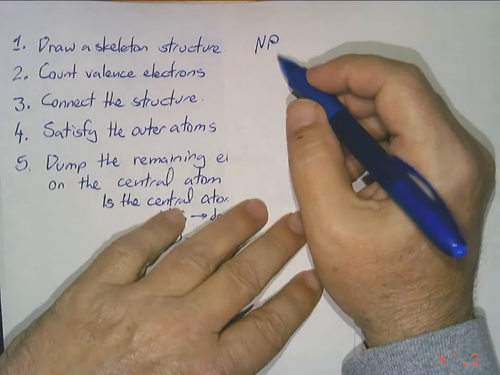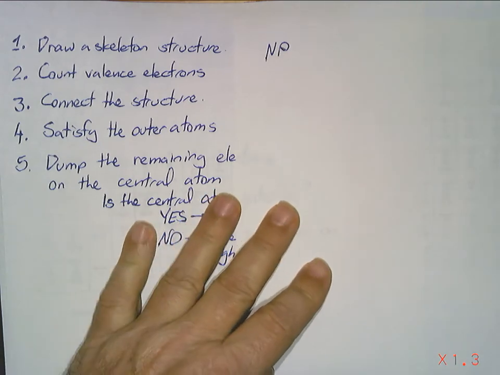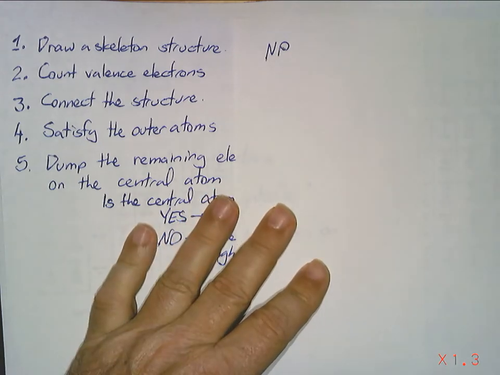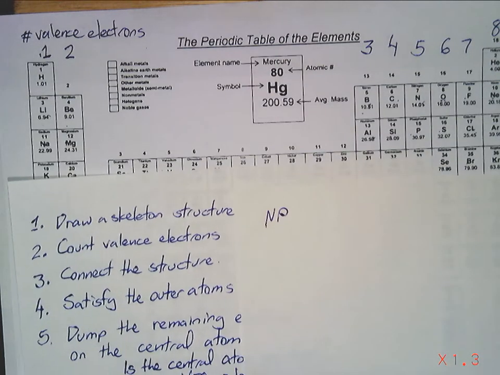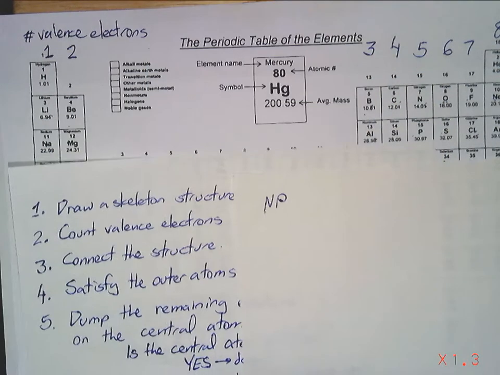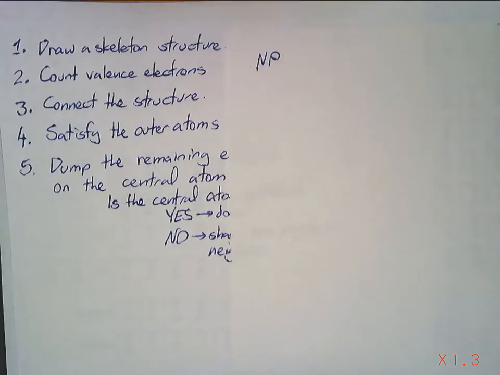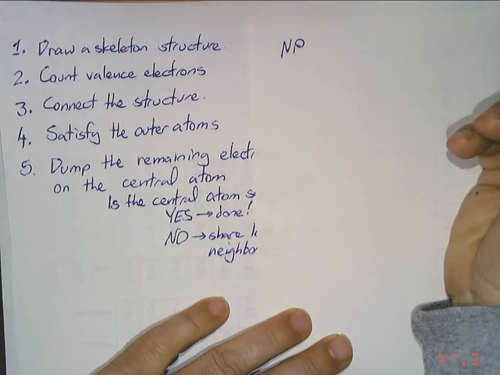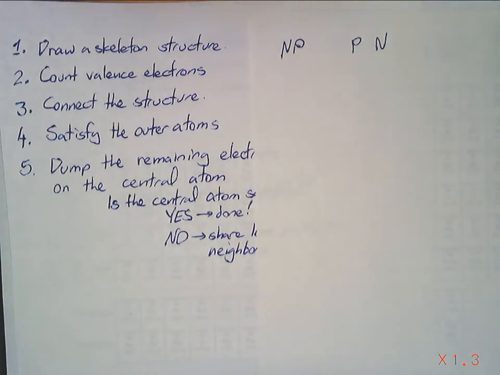Draw a skeleton structure. Well, we've only got 2 atoms here, so that's fairly simple. I should decide, though, what should be the central atom and which one should be the outside atom. Well, it looks to me like nitrogen is on the edge and phosphorus is closer to the center of the table. So I'll put the phosphorus in the center of the structure. It doesn't matter how I write it. Maybe that.